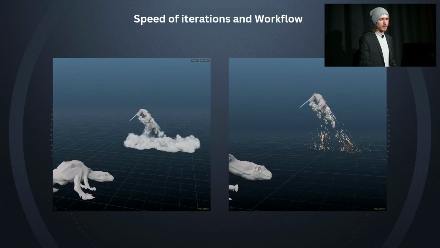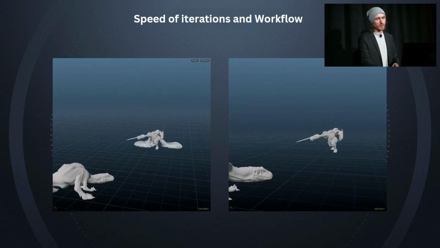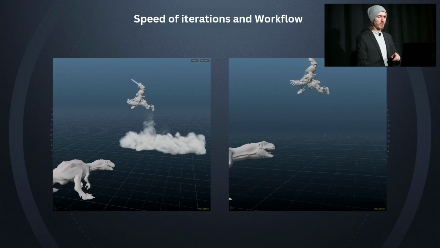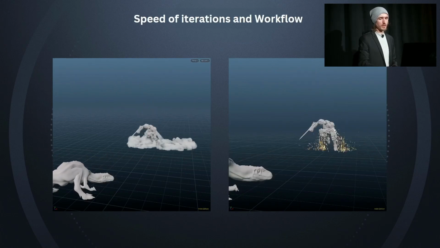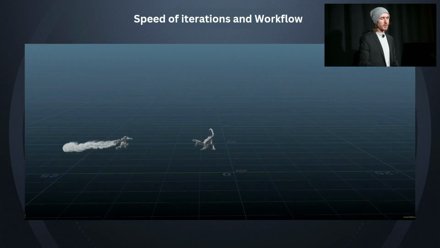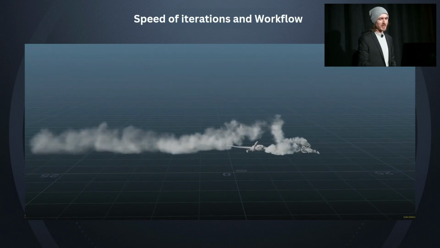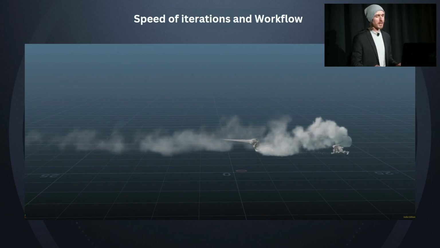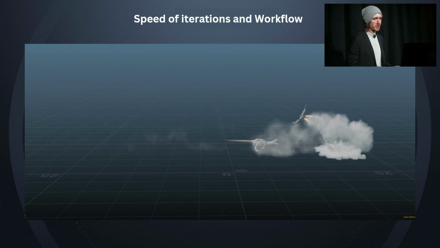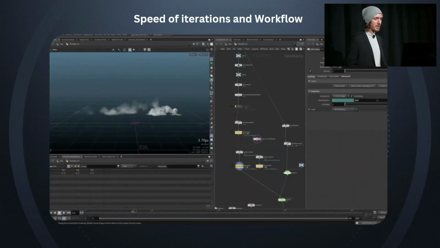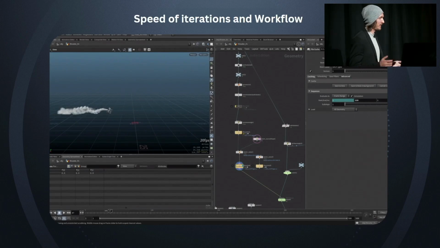A few more elements. And I used a separate simulation just for the sparks, because I was advecting the sparks. And you can see the character kind of farting away through space here. I would never recommend anybody to do this. This is not efficient at all. But because Axiom is so fast, it just doesn't matter.